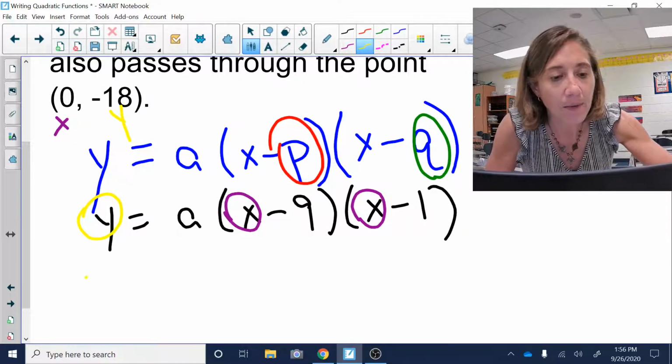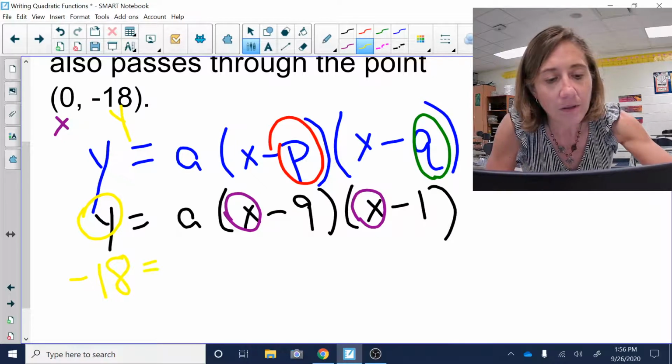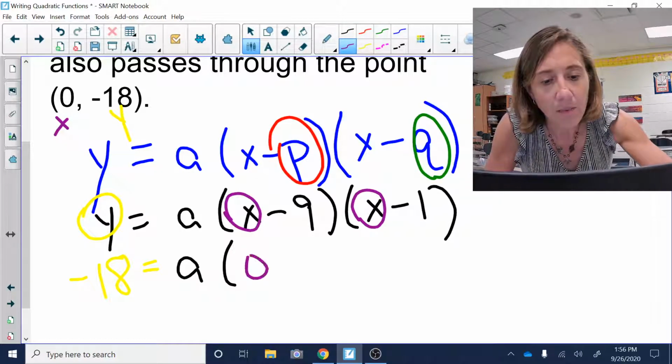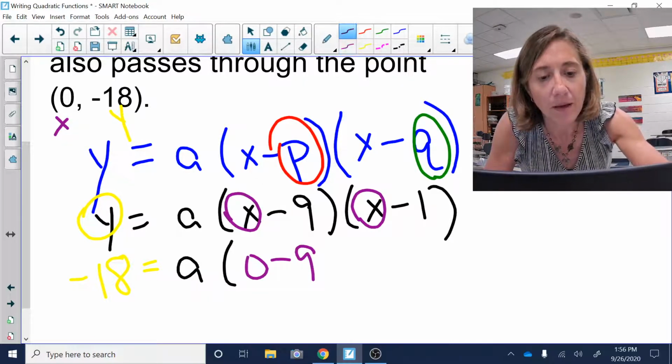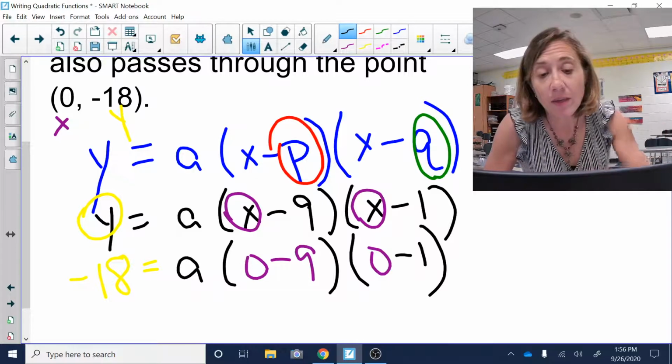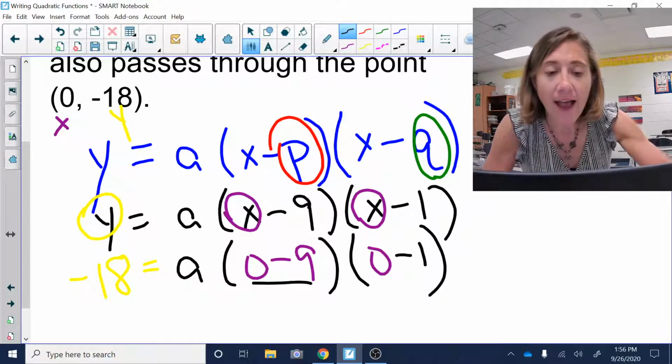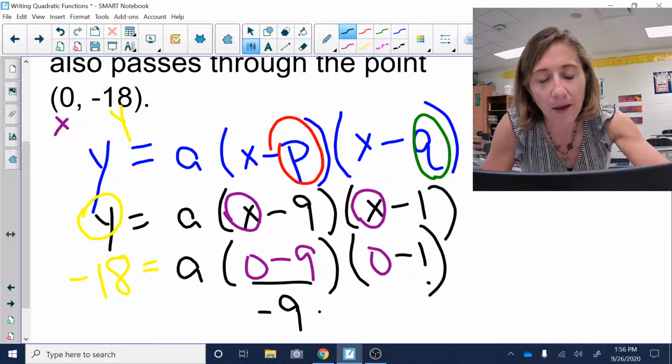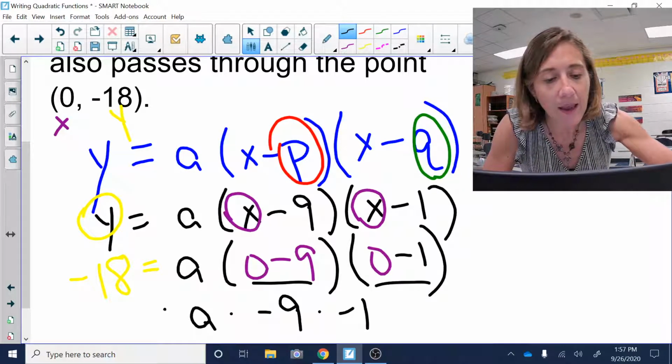So we are going to have negative 18 equals a times 0 minus 9. Oops, that was supposed to be a. Times 0 minus 1. Okay, so I've got stuff filled in here. So in this first parentheses right here, I have 0 minus 9. That's just negative 9. So I have negative 9 getting multiplied by this other parentheses. 0 minus 1 is negative 1, and that's getting multiplied by a. And I know that this is supposed to come out to negative 18.